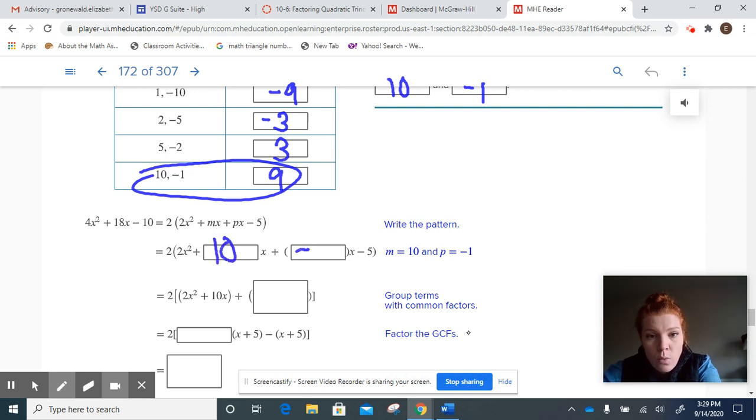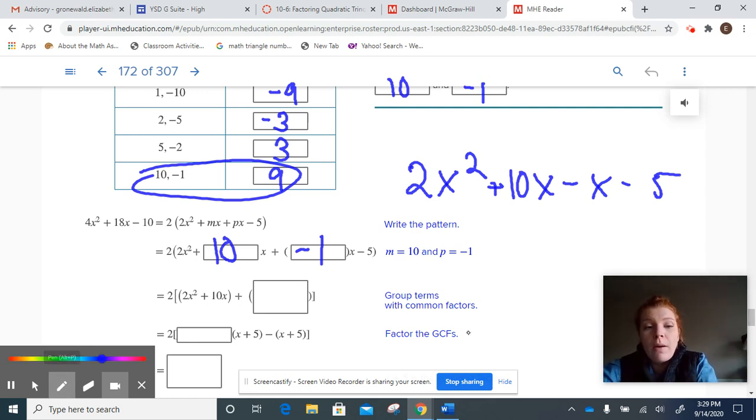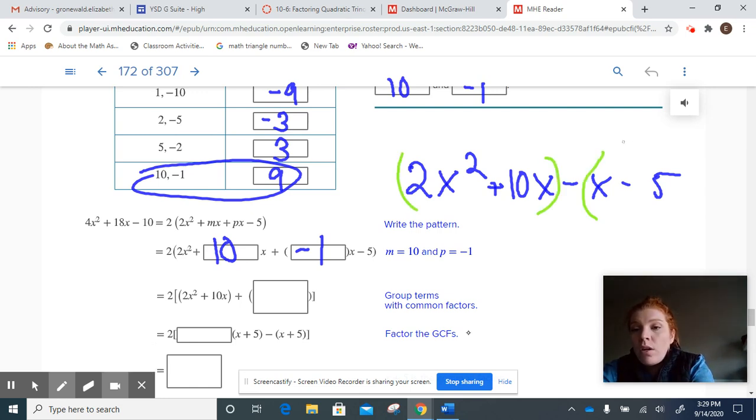10x and -1x. Okay. Let me write it out so you can see it better. 2x squared plus 10x minus 1x, that's a 1x there, minus 5. As you can see, it has 4 pieces. In the last section, we actually learned about this. When it has 4 pieces like that, that's called factoring by grouping. So from here on out, you just do your grouping stuff, right?